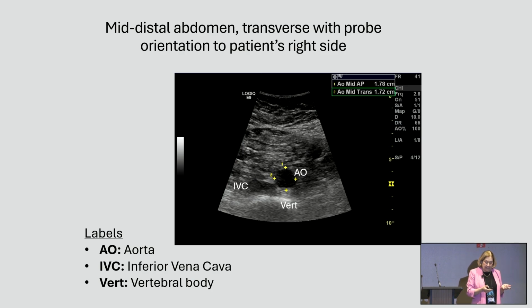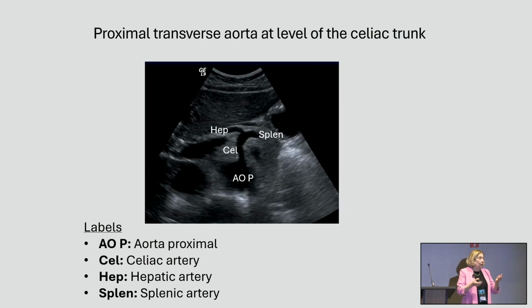Here we find the aorta, and I've labeled the IVC and the vertebrae, the spine behind it, and the aorta, a nice view. Then we want to move cranially. If all things are beautiful that day, you're going to get a beautiful picture like this. Not all of them look like this, but this is a very good view of the proximal aorta.